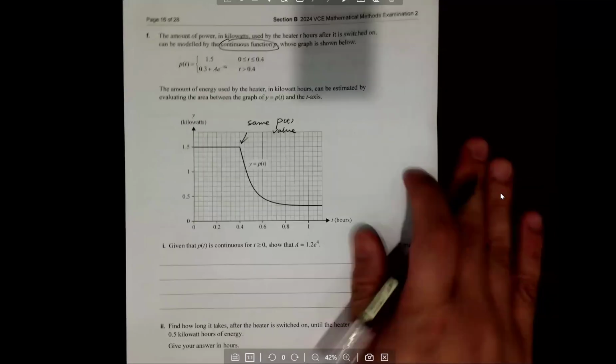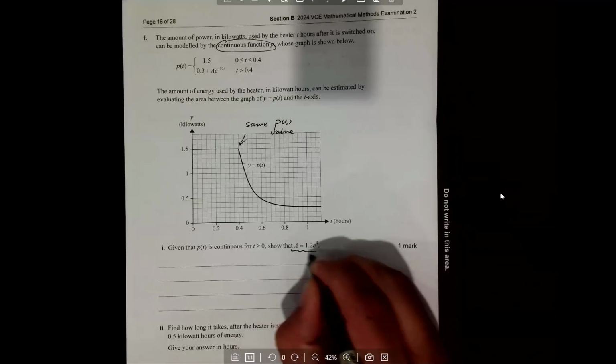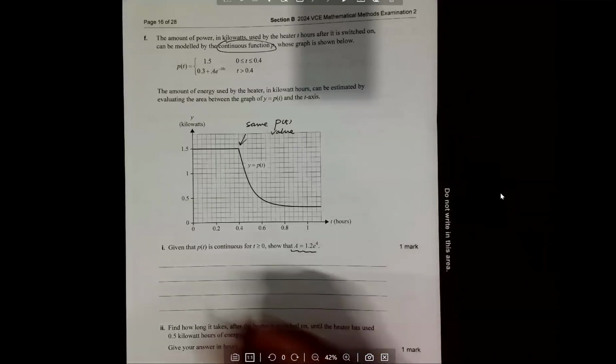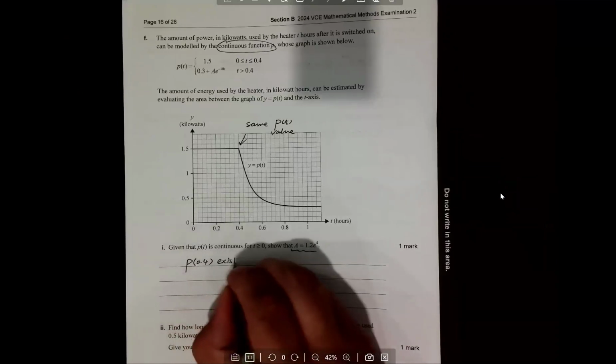And given that p of t is continuous for t greater than or equal to 0, show that a equals 1.2 times e to the power 4. So we would like p of 0.4 to exist.